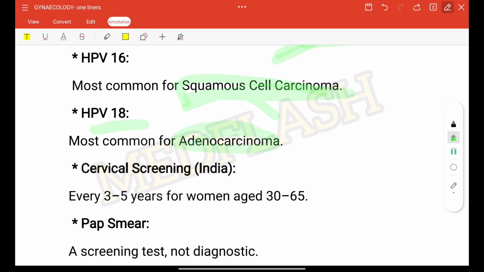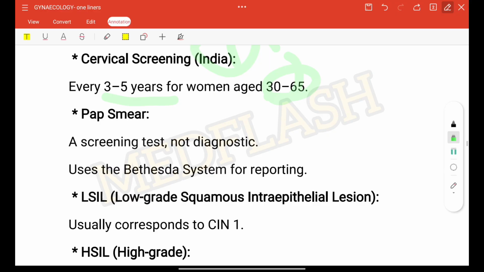Cervical screening in India is every 3 to 5 years for women aged 30 to 65 years. Pap smear is a screening test, not a diagnostic test, and uses the Bethesda system for reporting.